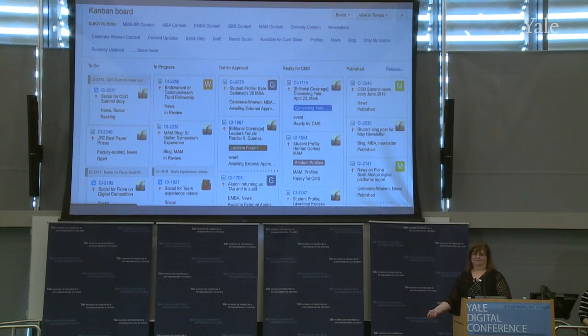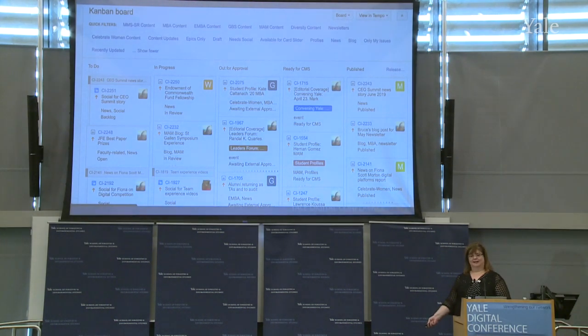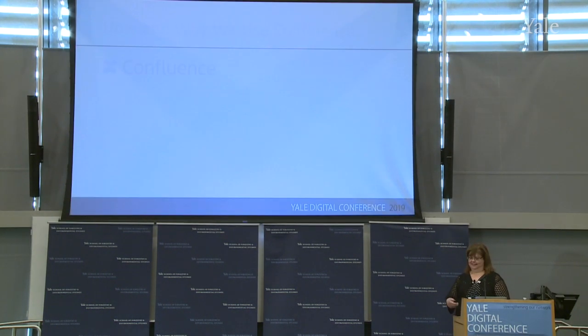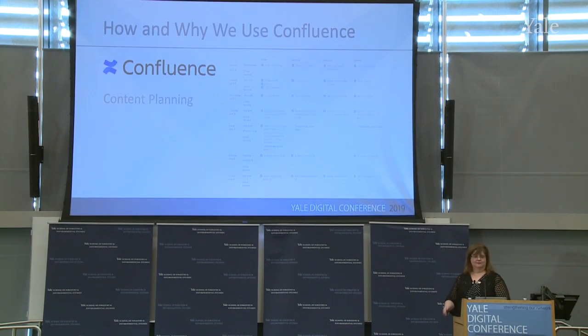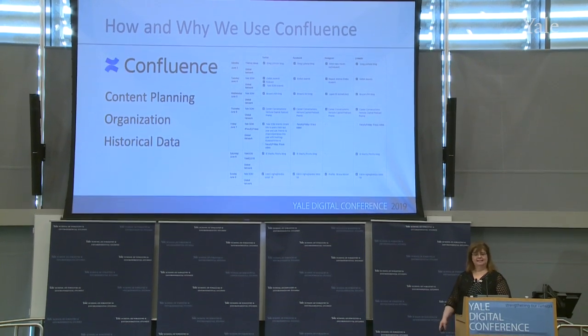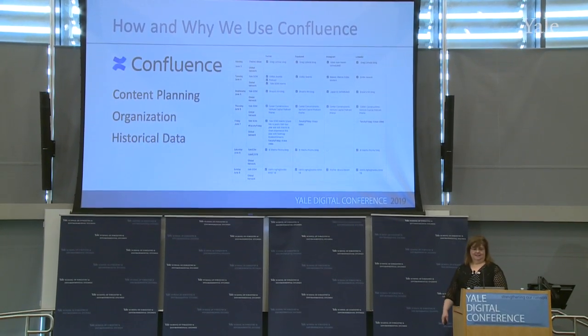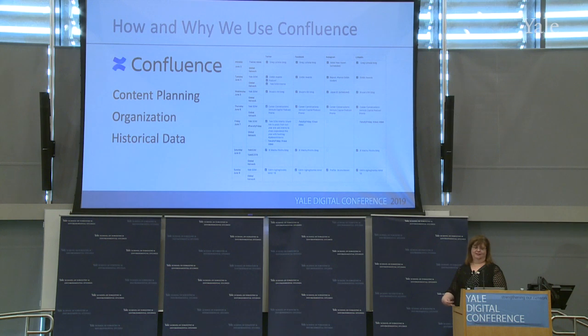So I'm going to talk about how and why we use Confluence. We discovered early on that Confluence is a great place for content planning and storing meeting notes, and we also soon discovered it's a great place to collaborate. Within the past year, we started to rely on Confluence for content planning. It's an easy place for multiple people from teams across Yale SOM to collaborate on one planning document.